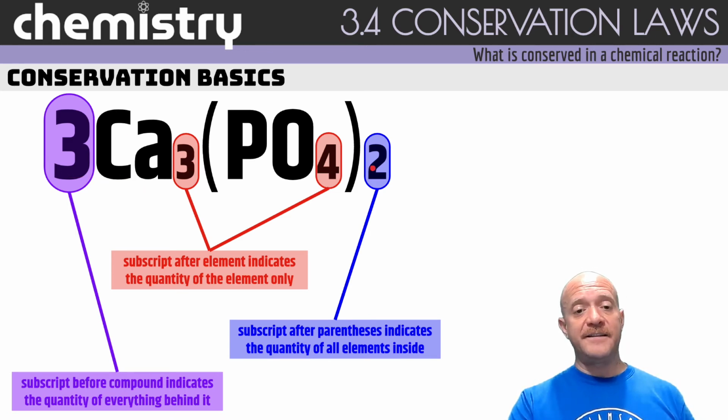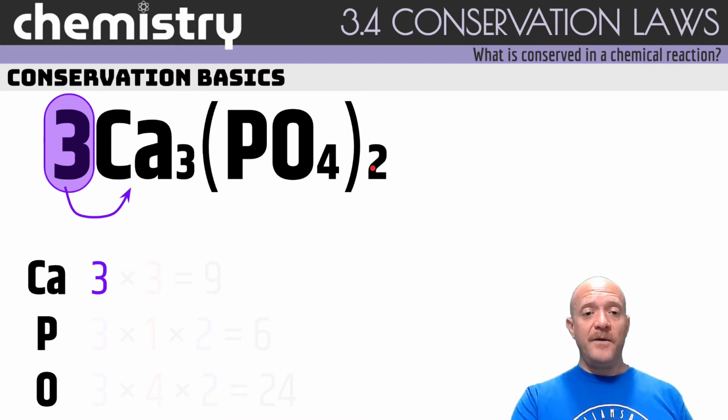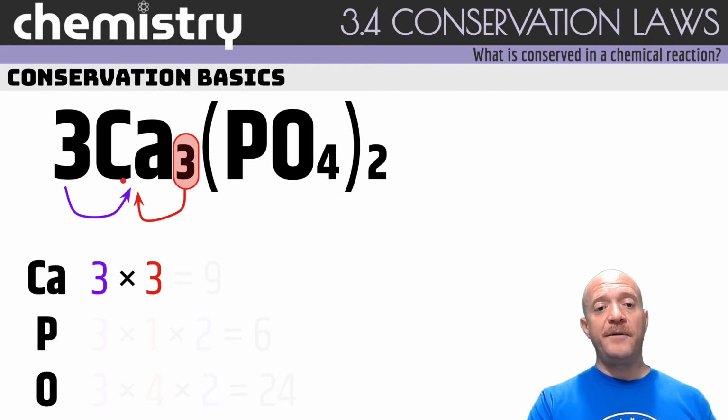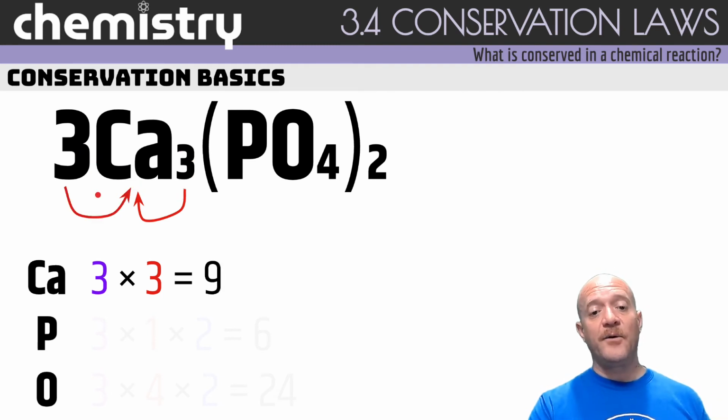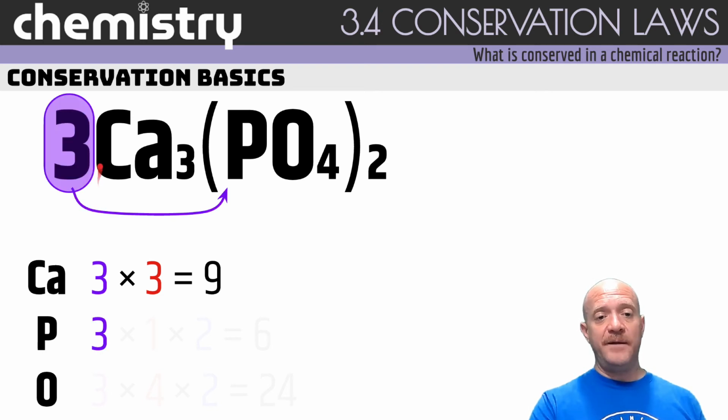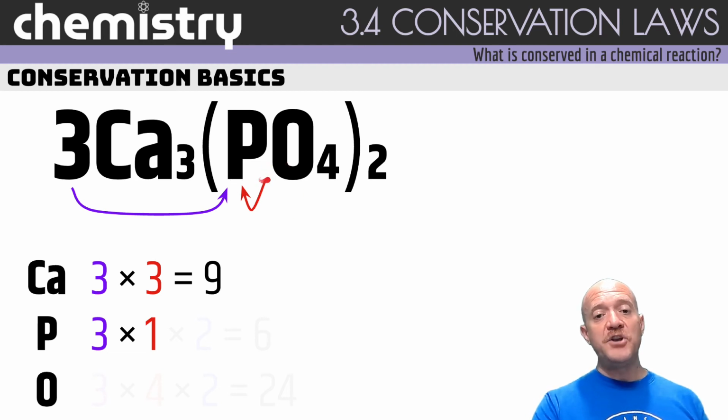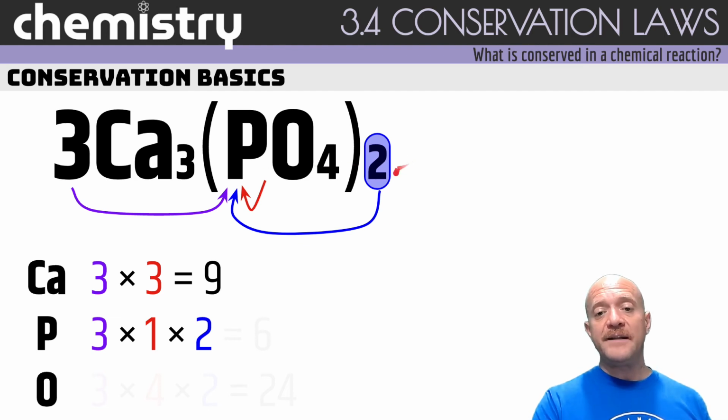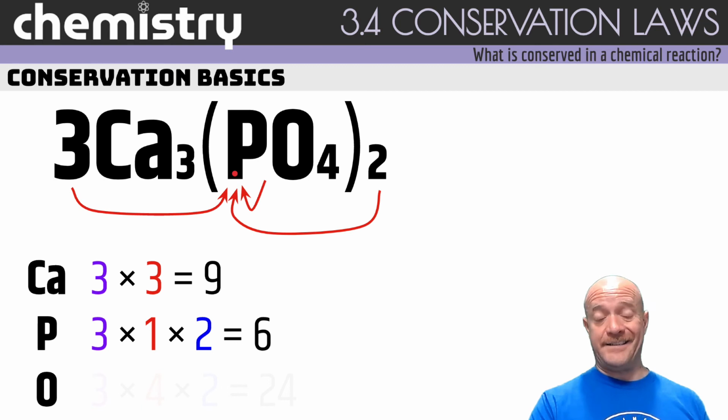Now, how do we figure this out? So I'm going to break this down. We have 3 calciums here, but we have 3 calciums here. So that is a total of 9 calciums. Now with the phosphorus, we got, again, this 3 at the beginning. So 3 P's there. We have 1 P here because there's no number. That's assumed that it's a 1. And then we have 2 at the outside of the parentheses. So 3 times 1 times 2 is 6.